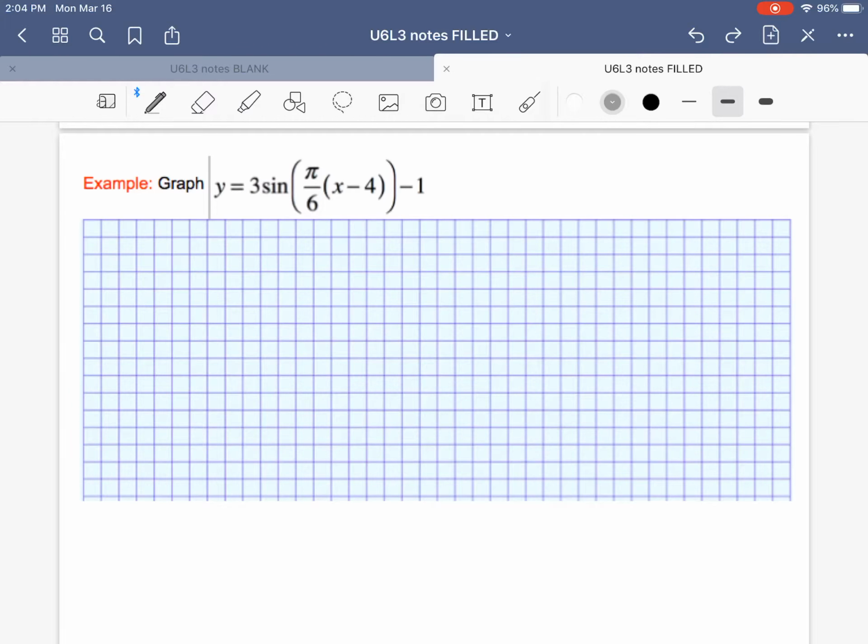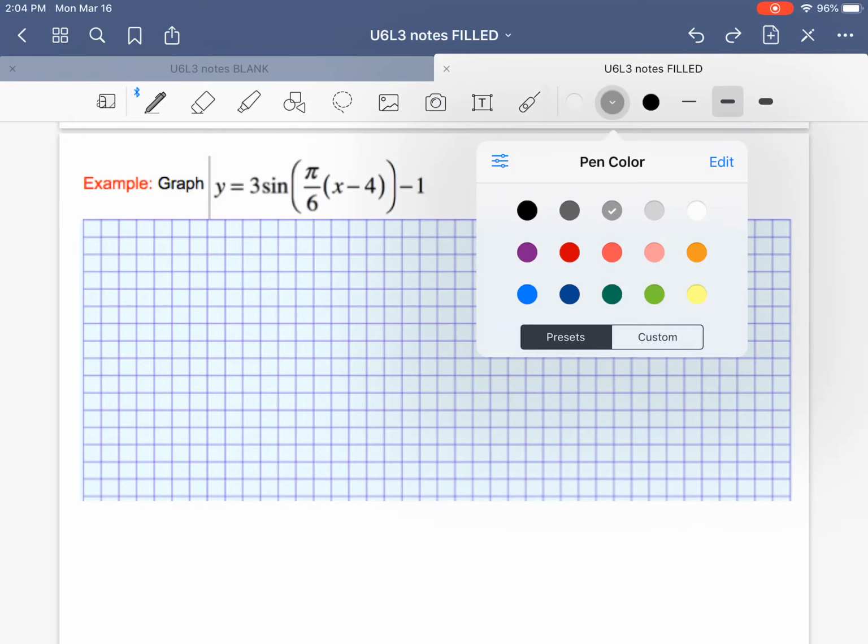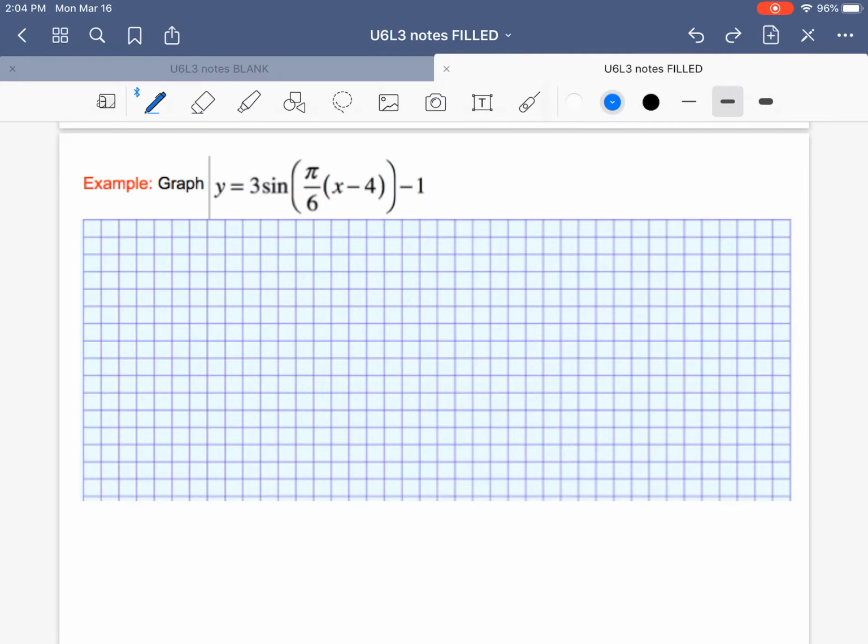Okay, so this one, got a lot more going on, right? This is going to be a vertical stretch. This is going to be a horizontal stretch or compression. This is going to affect the phase shift. This is going to be a center line. So what I want to do first is write out those characteristics.